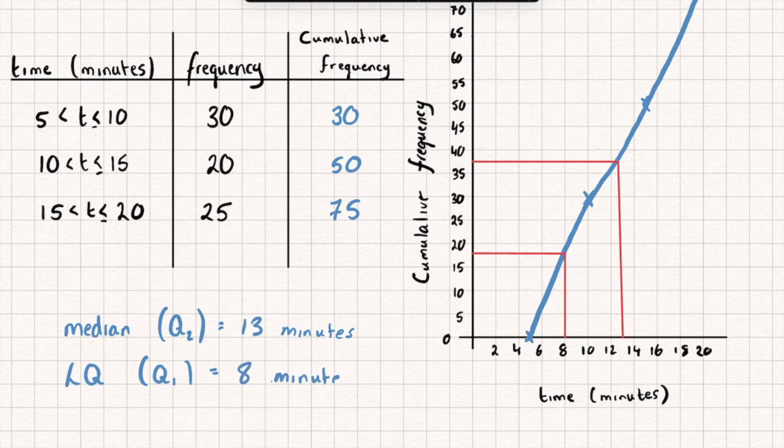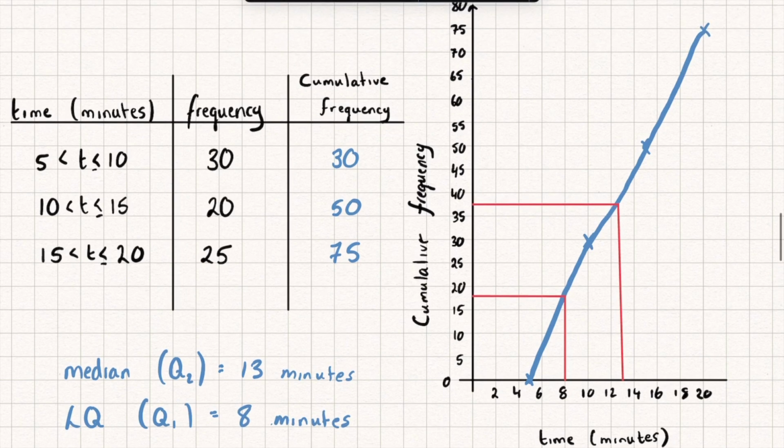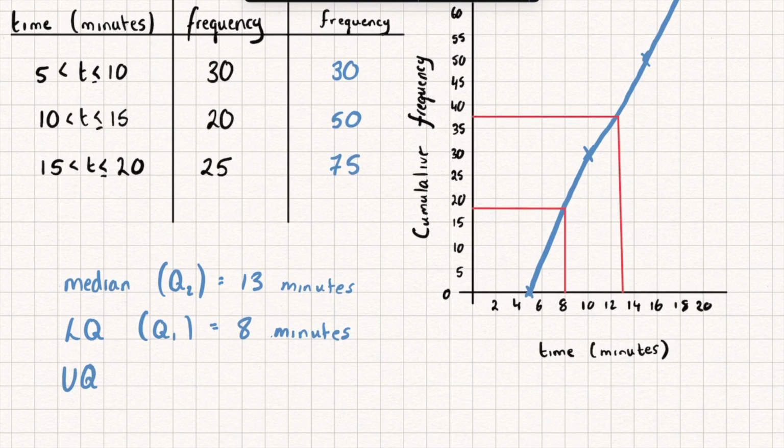Now what this means is, if I go back to this graph, I'll sketch on it, 25% of my data lies between here and here, so on this part of the graph. Let's now look at the upper quartile, which we can call Q3. This is also called the 75th percentile, and that means 75% of my data falls below the upper quartile.